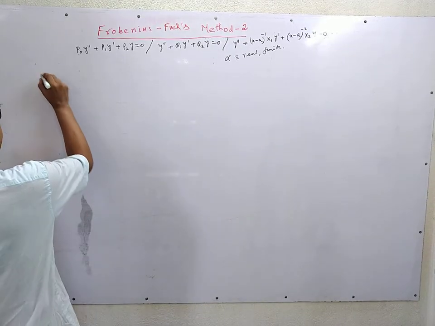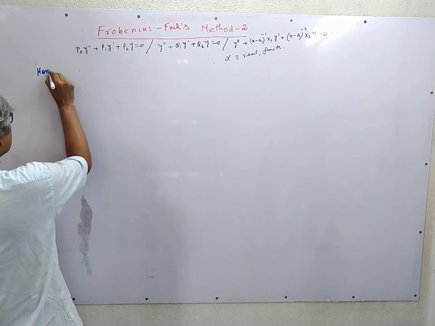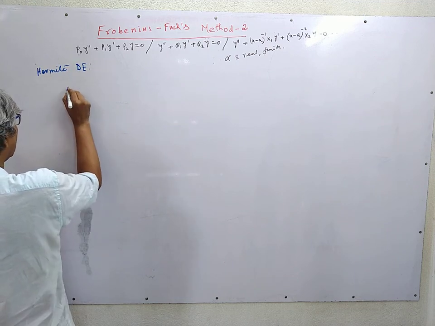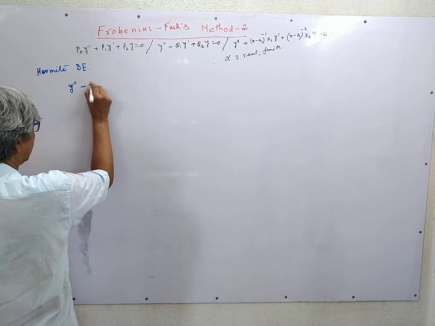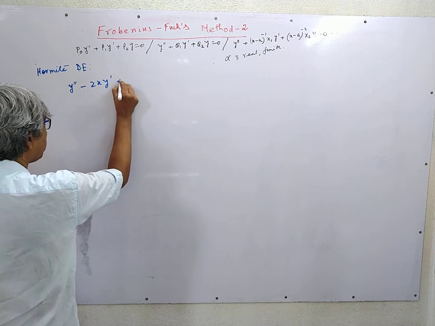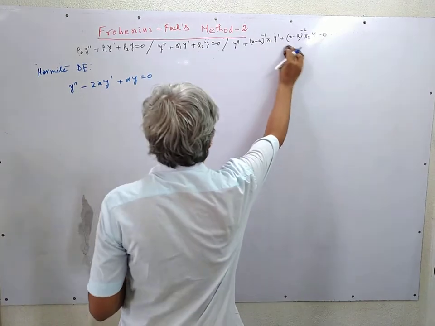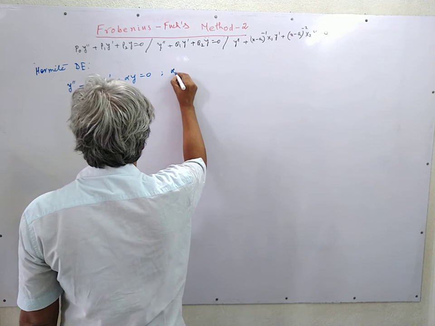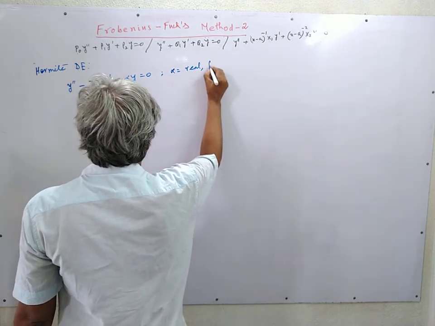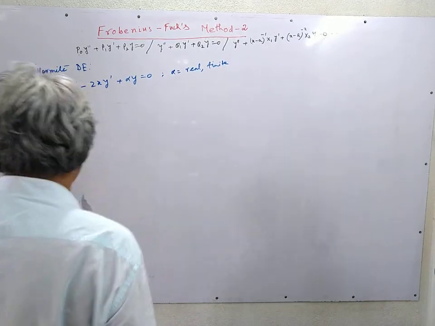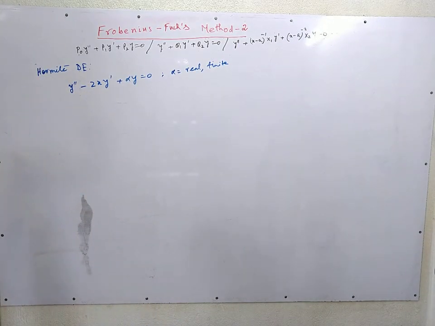So the Harmonic differential equation is y double prime minus twice x y prime plus alpha y equal to 0. Again, alpha is real and finite, and this will be seen later: for the solution to be finite in the asymptotic region of plus minus infinity, alpha has to be an even integer.